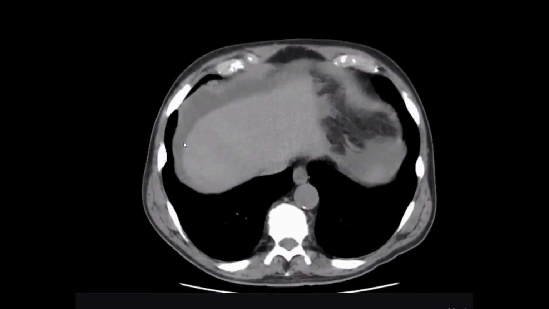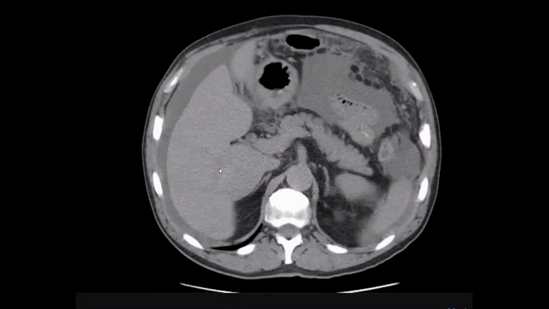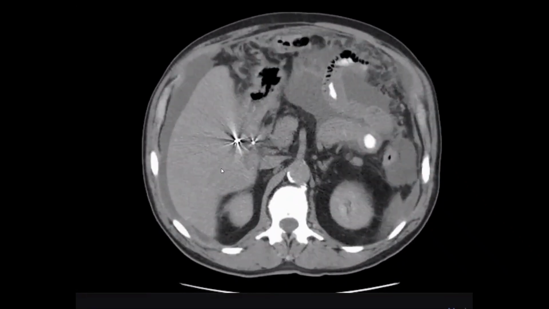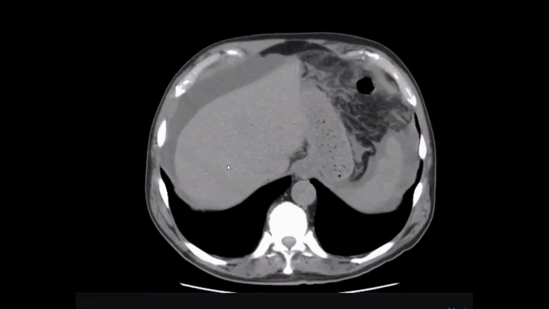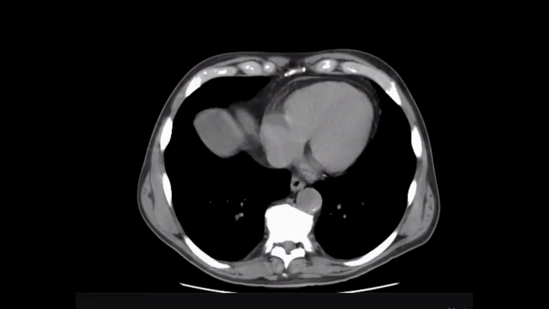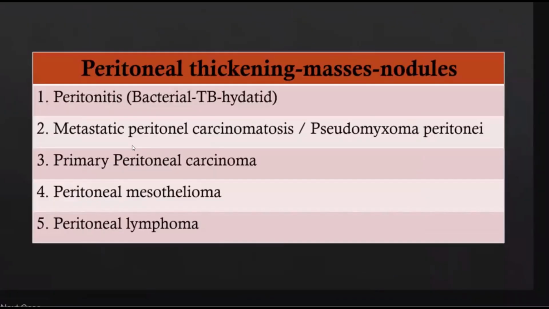Sir, okay. So this case, I'm sorry to disturb you, but to save your time, this one is considered one of the differential diagnoses for peritoneal thickening and omental caking, and this one was proved to be primary peritoneal mesothelioma without pleural mesothelioma. Okay, so I would like just to add something. If we have any peritoneal masses or nodules, we should think of peritonitis, bacterial infection, TB, as we saw before, hydatid disease, metastatic peritoneal carcinomatosis.